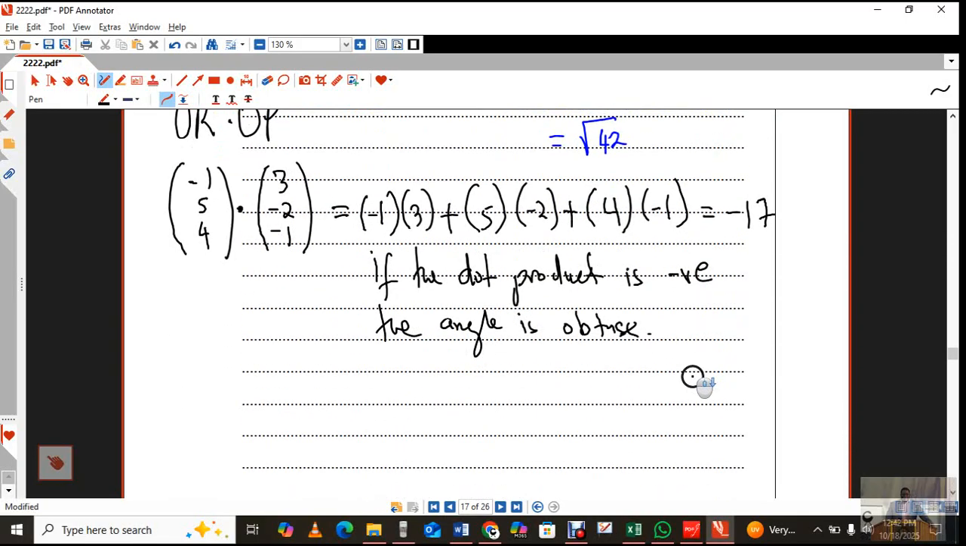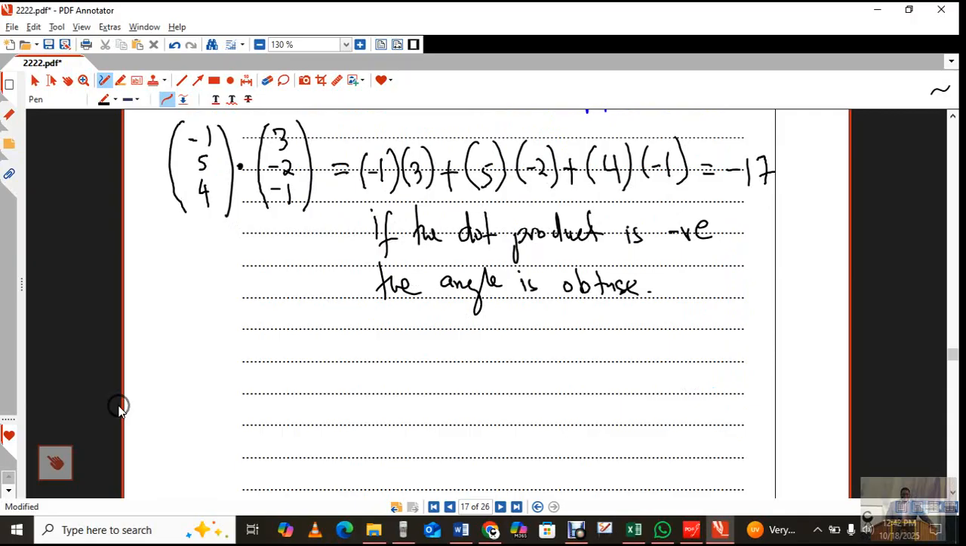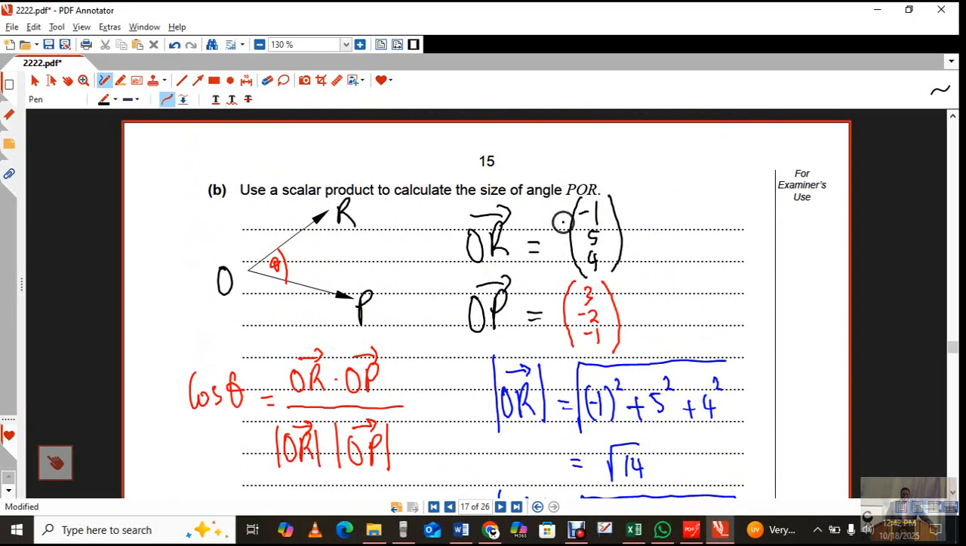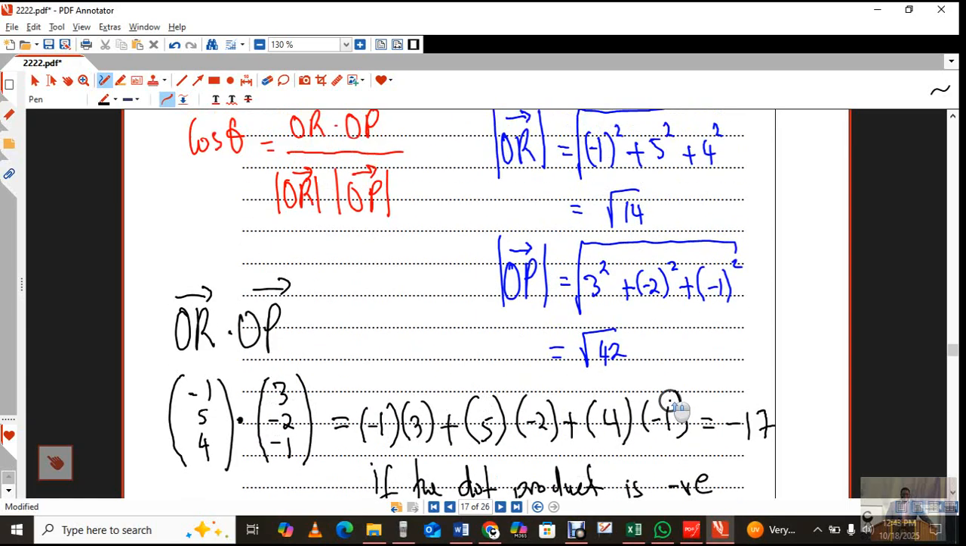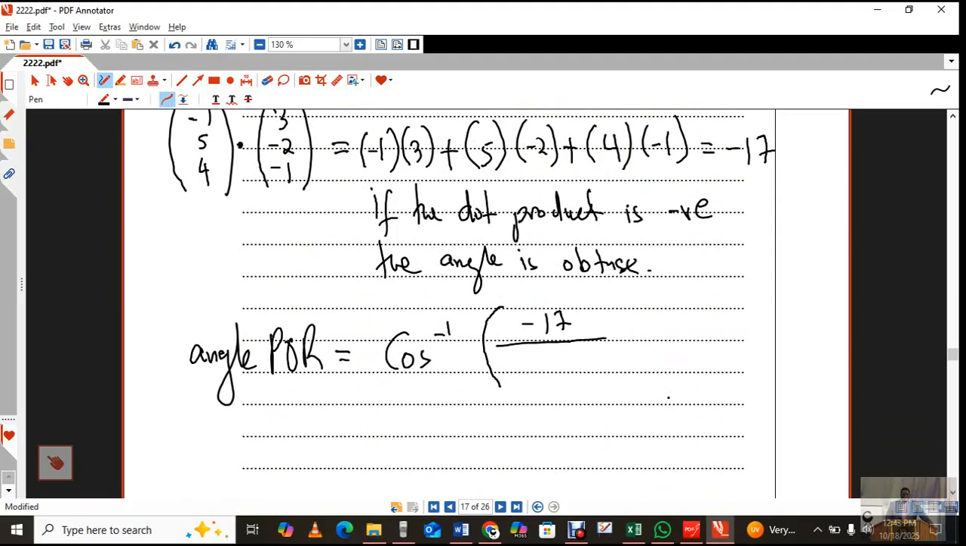So conversely, if the dot product is a positive value, the angle is acute. If the dot product is 0, the angle will be 90 degrees. So now we can substitute everything into our formula. So to find my angle, angle POR, it's the inverse cosine of the dot product, -17, over my magnitudes, square root of 14 and square root of 42.